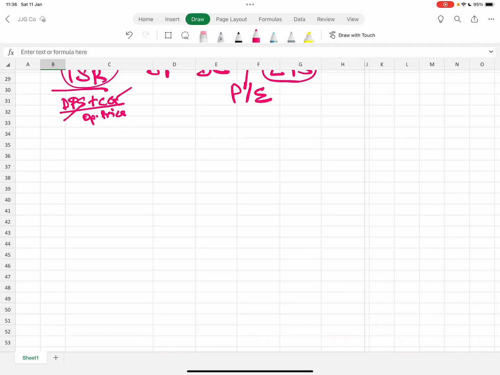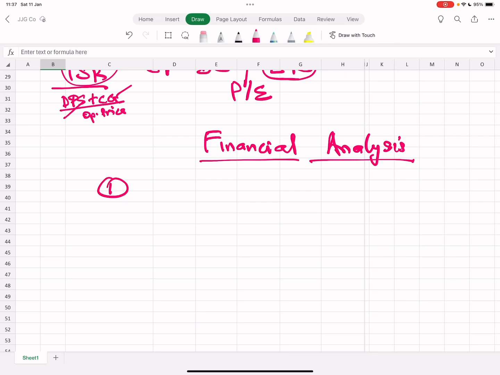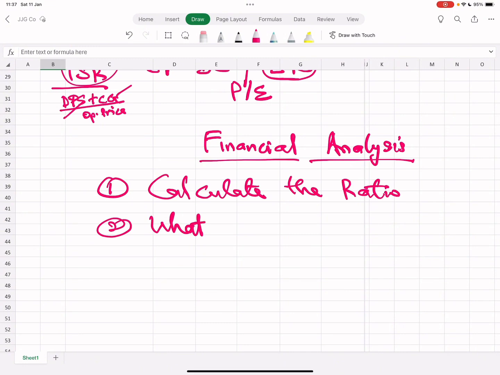Very important. Now, how do you do financial analysis? That's another place that I know I've seen students struggle. Financial analysis with ratio, I'll just give you a structure to it. What you should always take note. Number 1 is calculate the ratio. Please take note. So calculate the ratio. Once you have calculated the ratio, the next thing to do is ask yourself a question. You have this ratio in front of you. What can you see? What can you see?